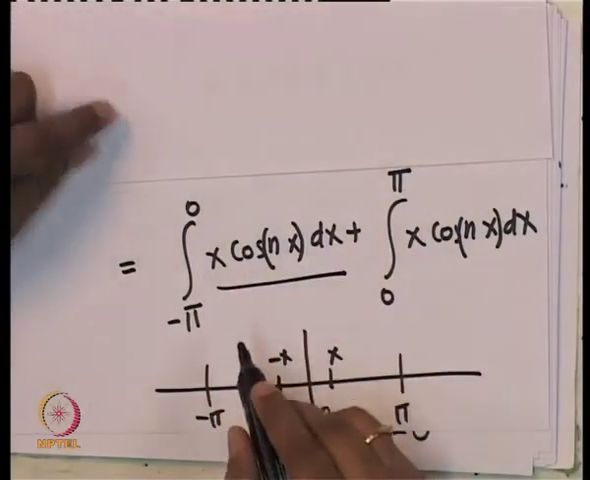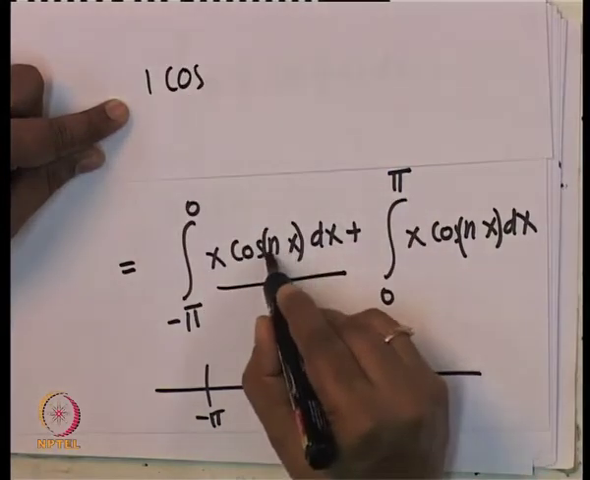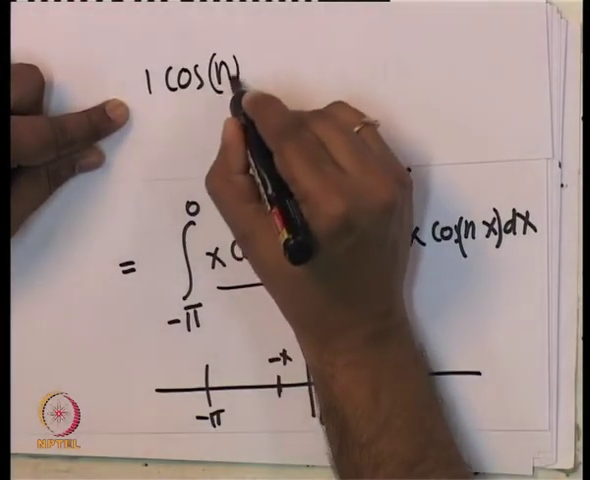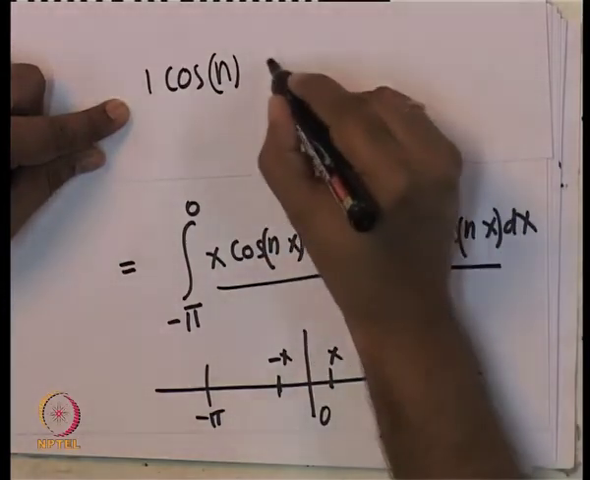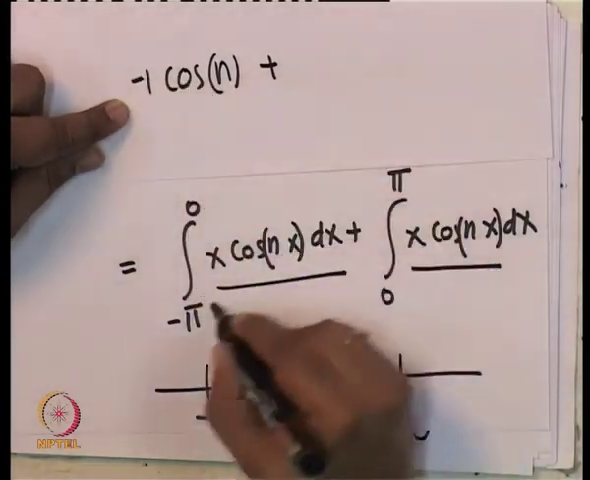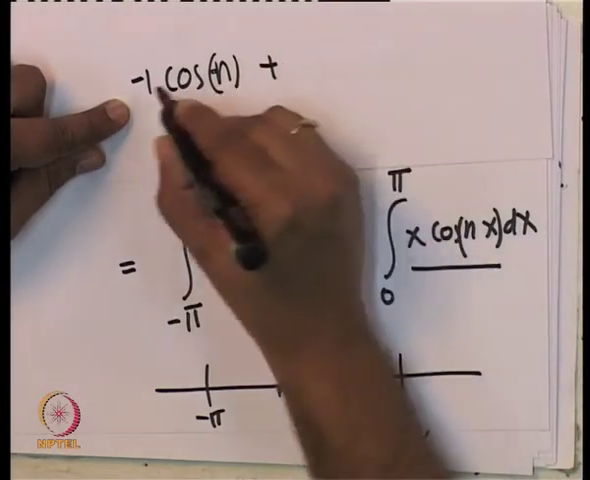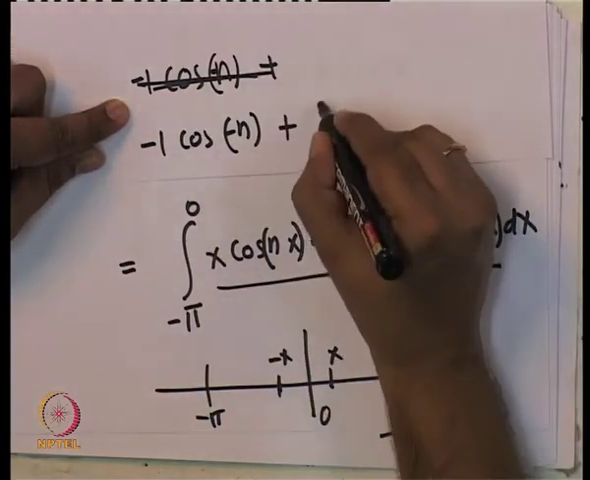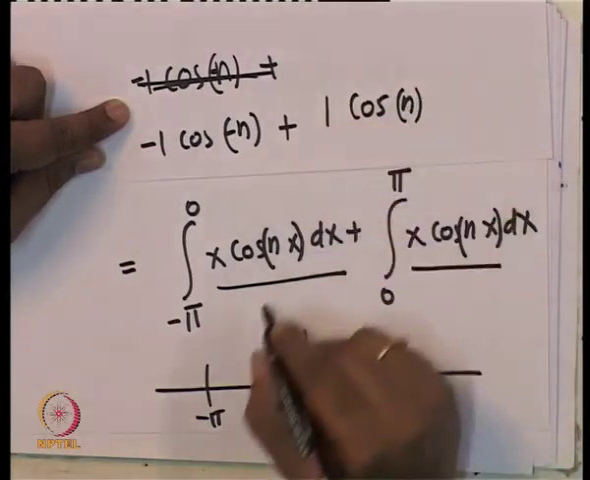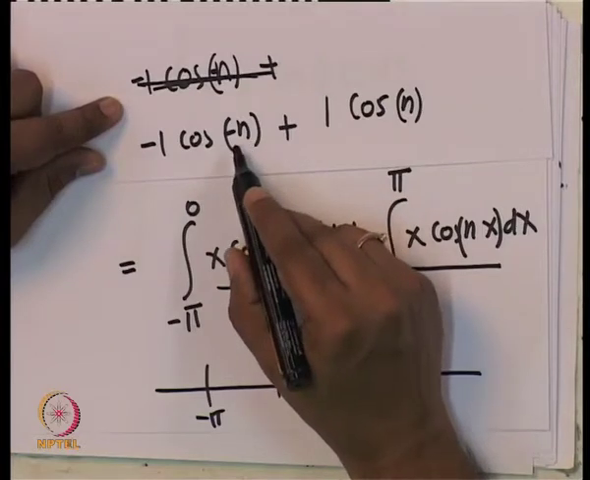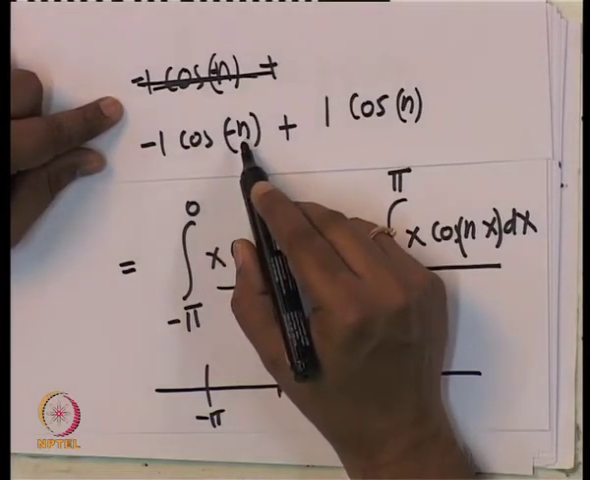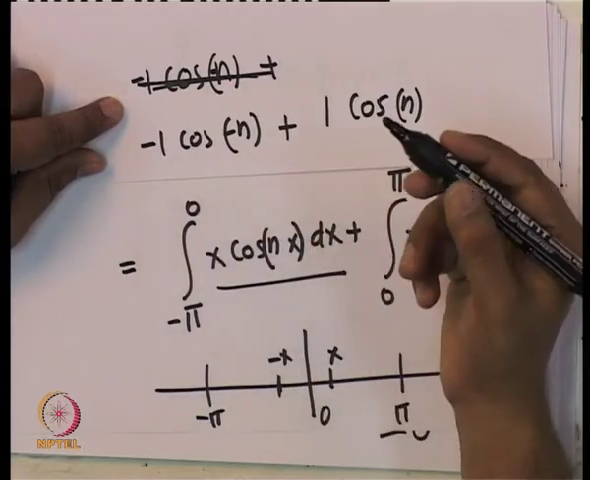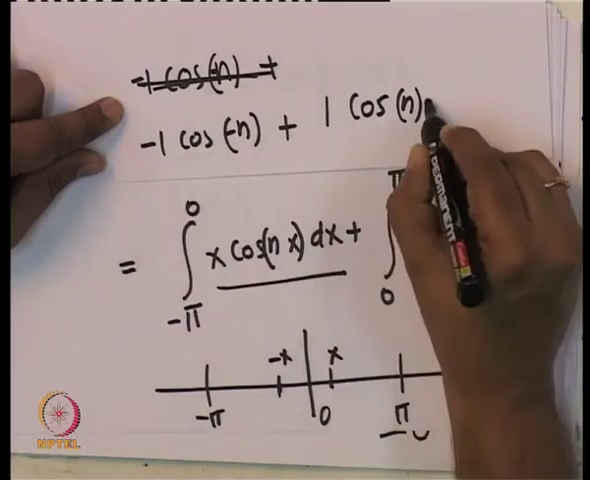This term becomes 1 cos n, where n x is n, and the negative part becomes minus 1 cos minus n, plus 1 cos n. You know that cos of minus n is cos n itself, because cos of a negative argument is the same. So, this whole thing is 0.